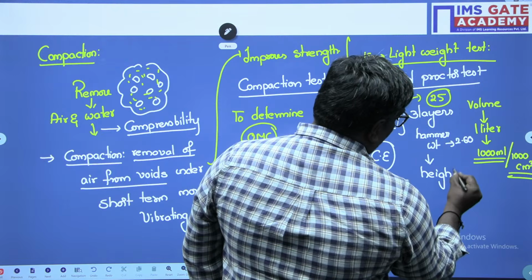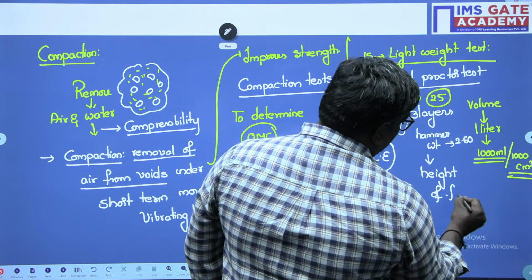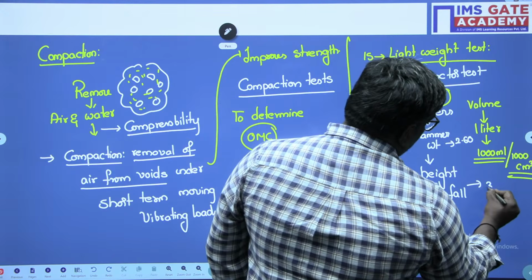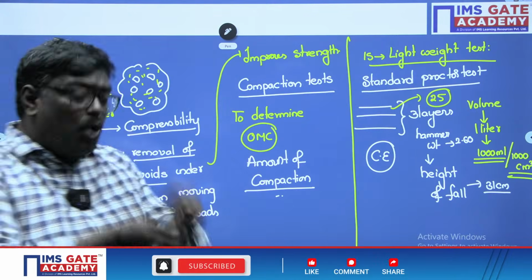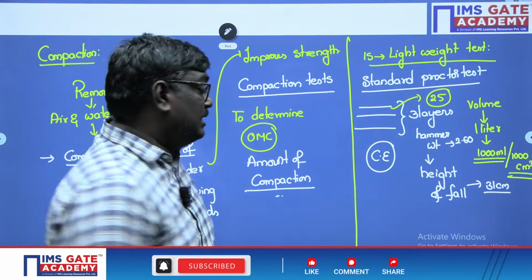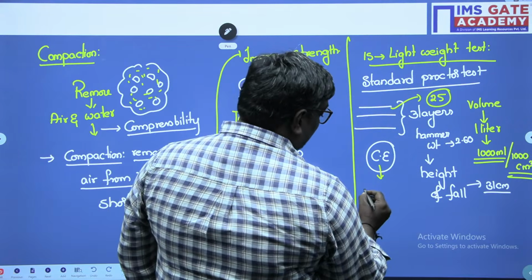Sir, if they ask you at what height the hammer will fall, that will be 31 centimeter, or you can say 0.31 m. Compactive effort means how much energy you are putting in during this test. That energy will be taken as potential energy.